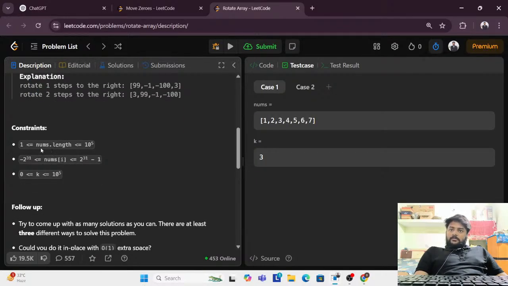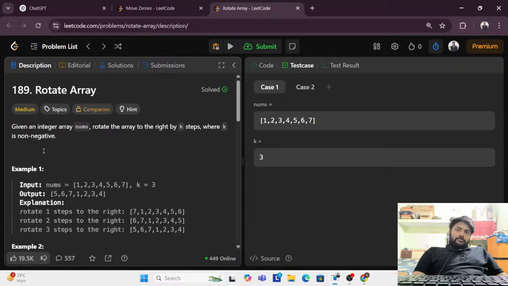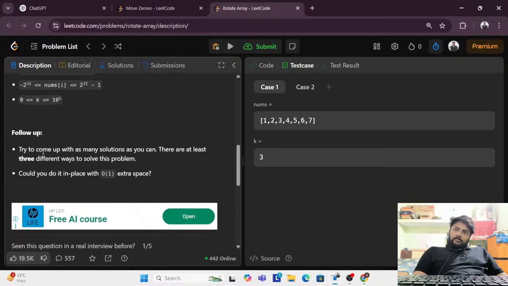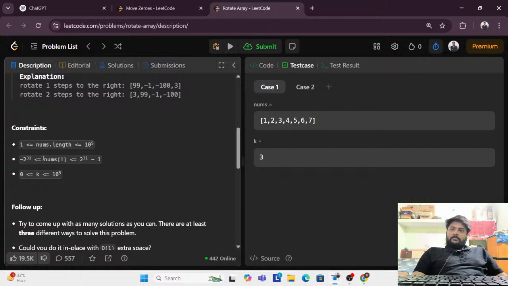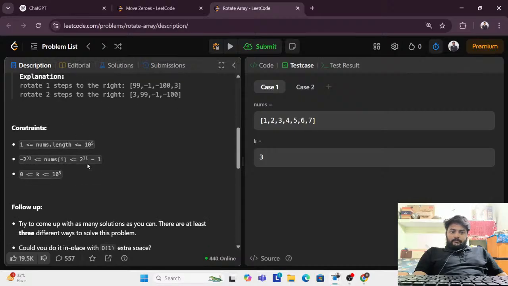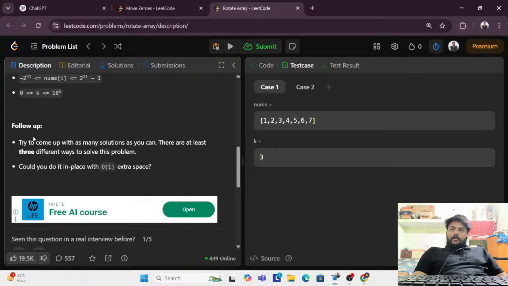And the constraint says the length will always be at least 1, which means there won't be an empty array. The array will always have an element, even if it is a single element. The elements could be negative, but k cannot be negative. Try to come up with as many solutions as you can. There are at least 3 different ways to solve this problem.